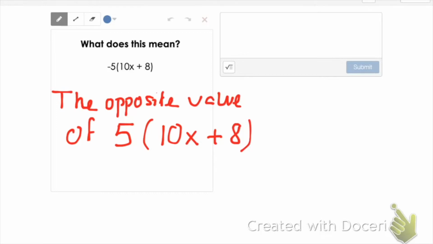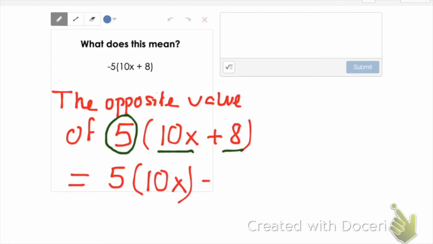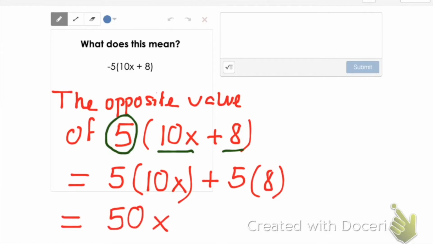So let's start with this one. We have 5 times 10x plus 8, so we need to circle the 5. Okay, and inside parentheses we have two terms. We have 10x and 8. So we're gonna have 5 times 10x plus 5 times 8. 5 times 10x is 50x plus 5 times 8 is 40.